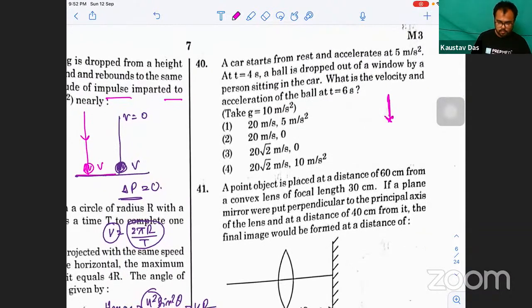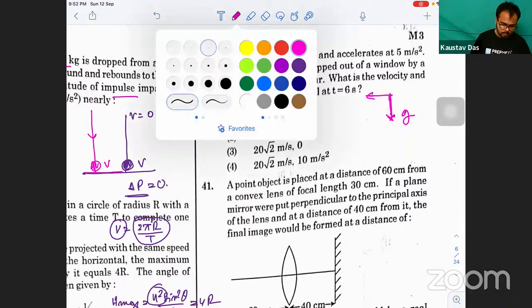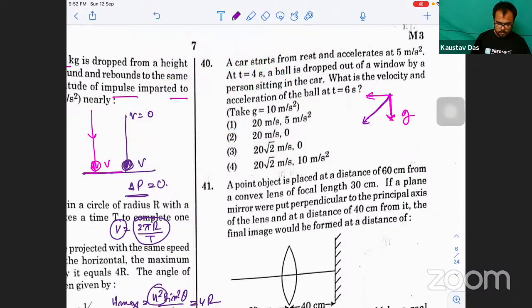g is acting downward, and whenever the ball is being dropped, in the initial moment we have a pseudo acceleration acting on the ball as well, in the opposite direction. So here you need to find the net acceleration, with the pseudo acceleration being 5 meters per second squared. Using this concept, you have to find the answer, but I have not finally calculated which option is correct. I'll definitely let you know question number 40 in the Telegram group.